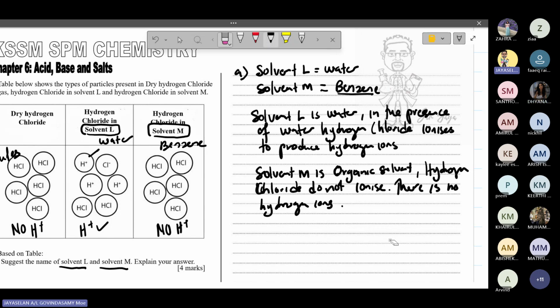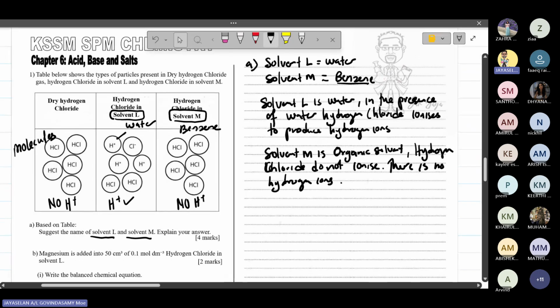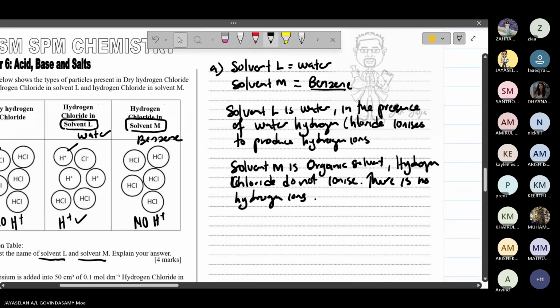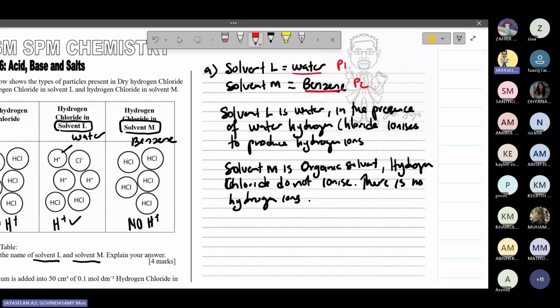So you already score 4 marks for this question. Okay, how is the marking? This one, point 1, point 2. Then they put solvent L, water, already given. In the presence of water, hydrogen chloride ionizes, producing hydrogen ion, point 3. Solvent M, you have proven organic solvent. Do not ionize, one mark. No hydrogen ion, one mark. So you already have point 3.